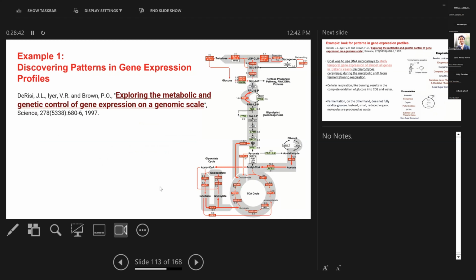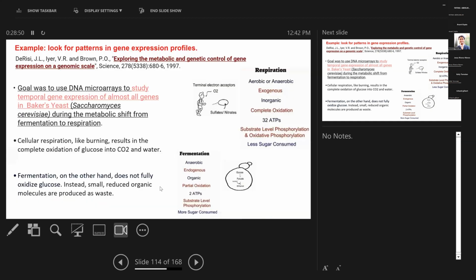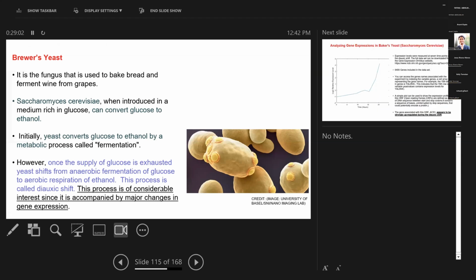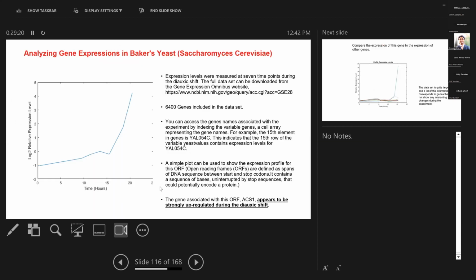So an example, actually, we have this: discovering patterns in gene expression profiles, from the paper exploring the metabolic and genetic control of gene expression on a genomic scale. It's from Science. So the goal here was to use DNA microarrays to study temporal gene expression of almost all genes in Saccharomyces cerevisiae during the metabolic shift from fermentation to respiration. Now, once the supply of glucose is exhausted, okay, the yeast fungus shifts from anaerobic fermentation of glucose to aerobic respiration of ethanol, okay? They call this process the diauxic shift. And this process is of considerable interest since it's accompanied by major changes in gene expression. So what they did, they measured expression levels at 7 time points during the diauxic shift.